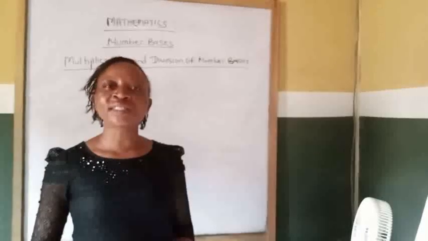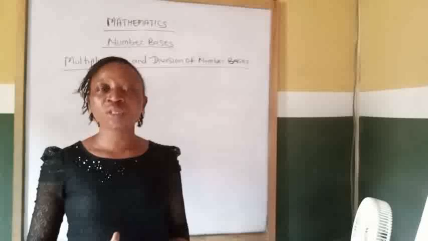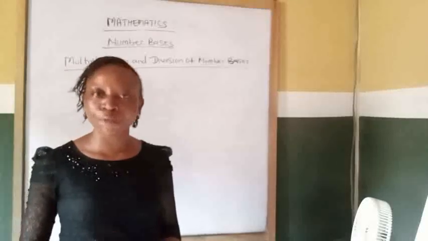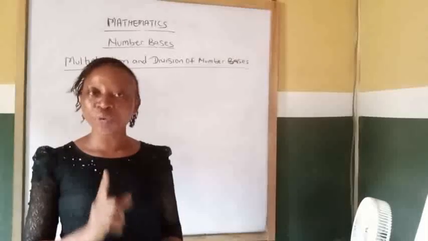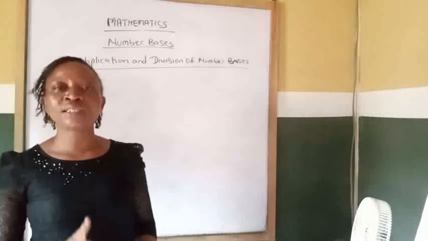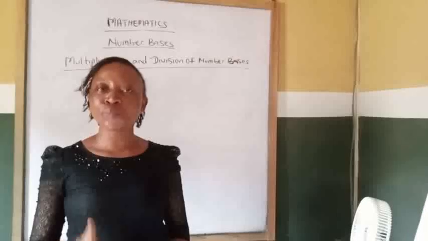The first one is direct multiplication. Under multiplication, direct multiplication. Then under division, we have direct division. But you must not forget the use of your base when you are using direct multiplication and direct division. Don't forget the use of your base.